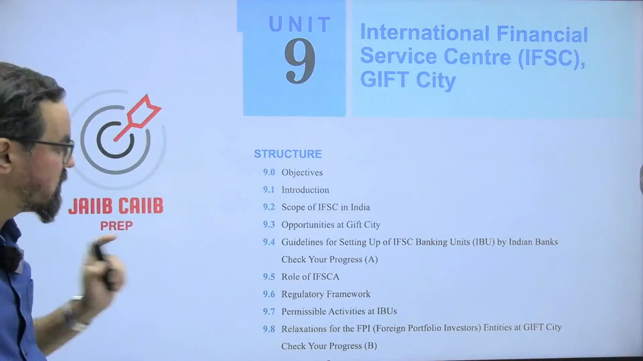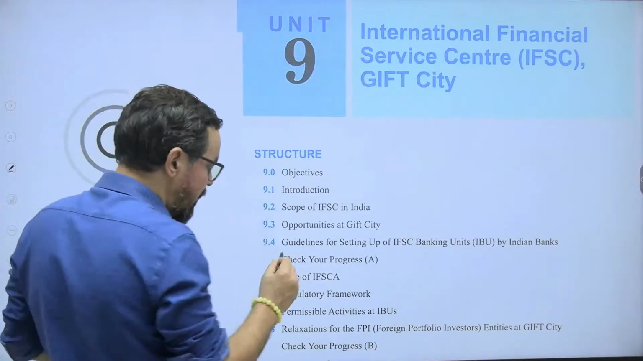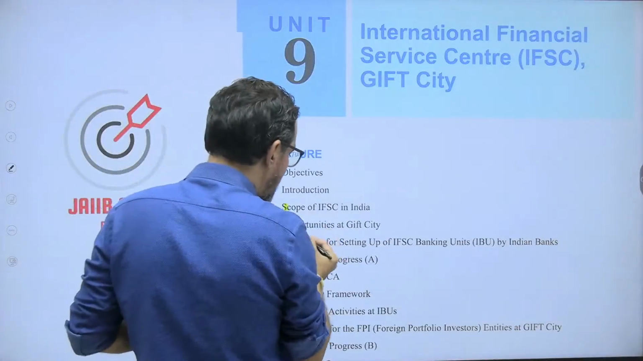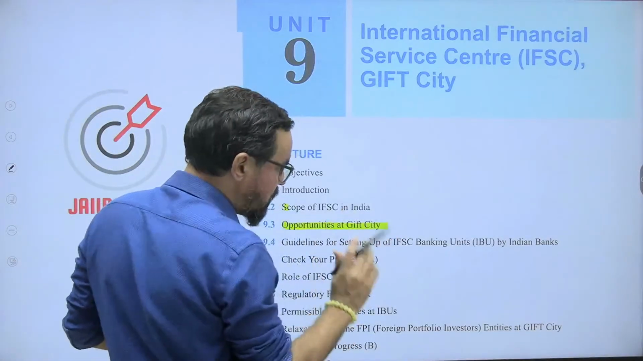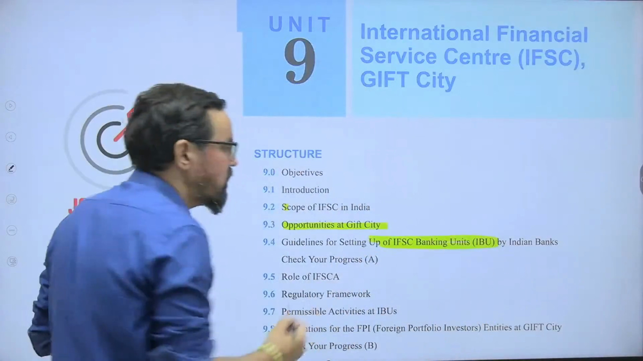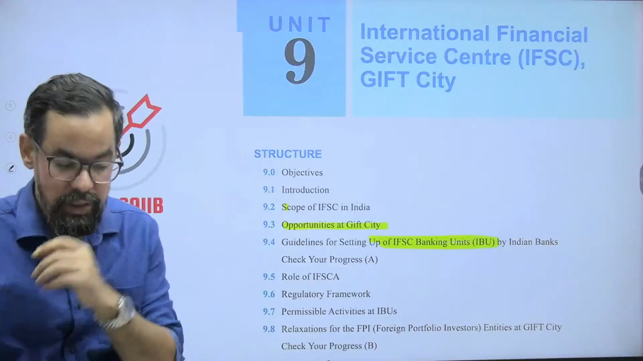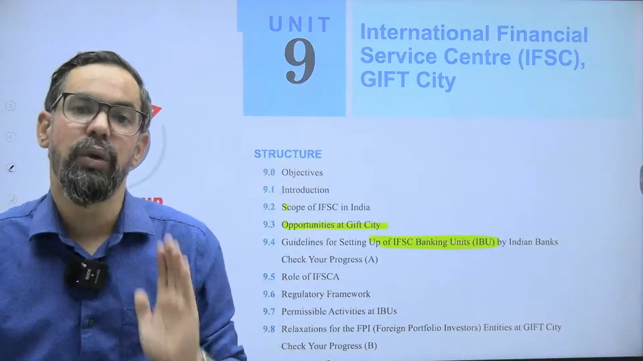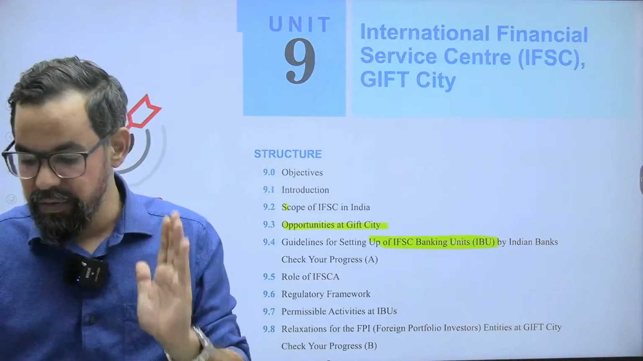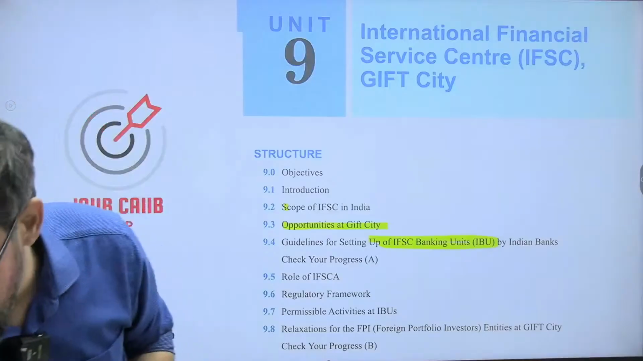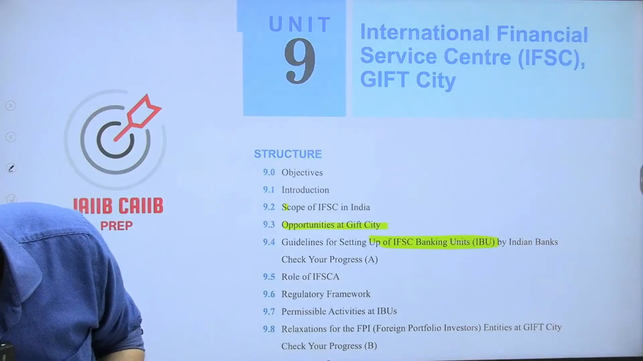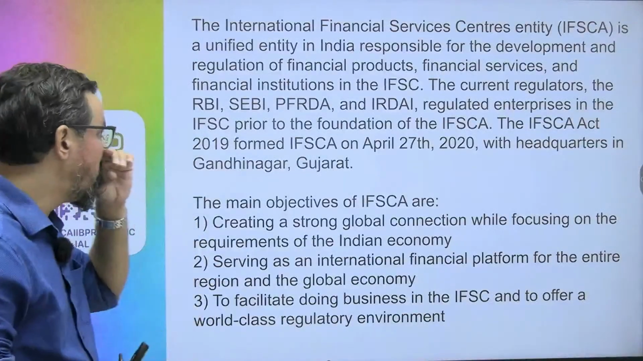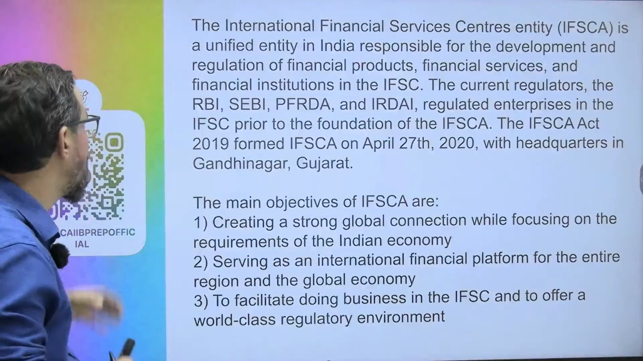One thing, I want to discuss a few areas. There is not much content here, but a few areas which we have to go through. One is opportunities at GIFT City. IBU is the most important part. This IFSC banking unit, like let's say as a bank, we have one branch in IFSC. That branch is generally known as IBU, IFSC banking unit, and that is generally considered as a foreign branch for us. So IBU, the IFSC. I hope you guys know about this one.